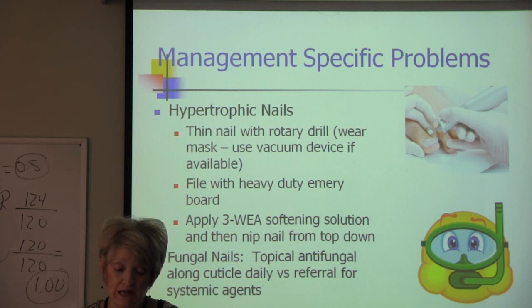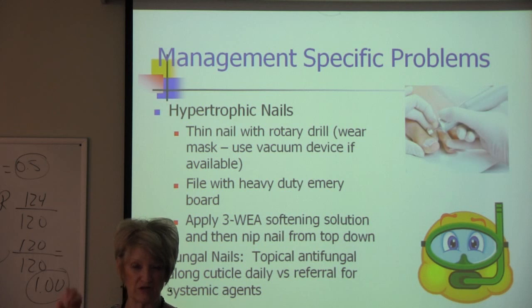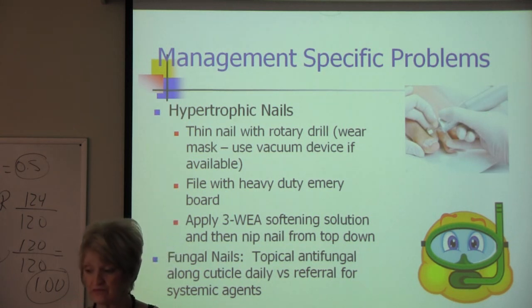The other possibility, if you can get 3-way solution from a podiatry supply catalog, 3-way is a softening solution, so you can take cotton balls, soak it in the 3-way, put it over the nail, let it soften a little bit, and then sometimes you can take your nippers and you can literally cut from the top down. So, handheld rotary drill, thick emery board, or soften and nip from top down.